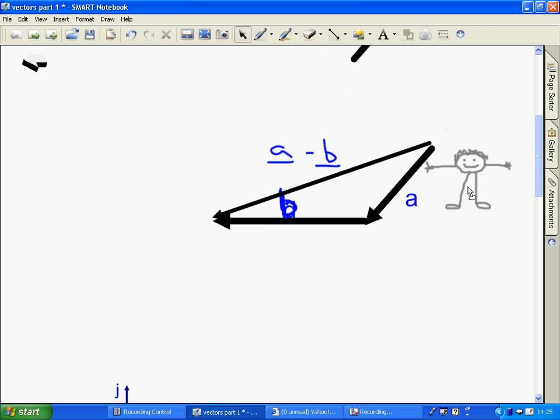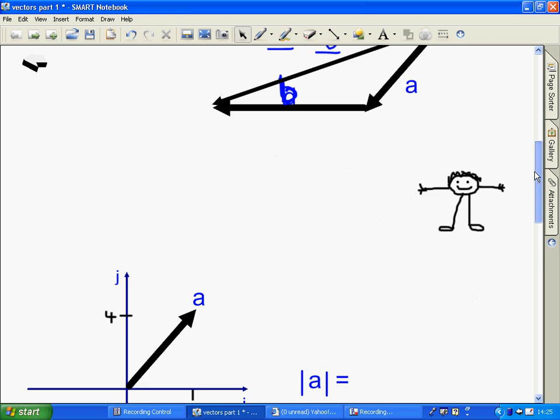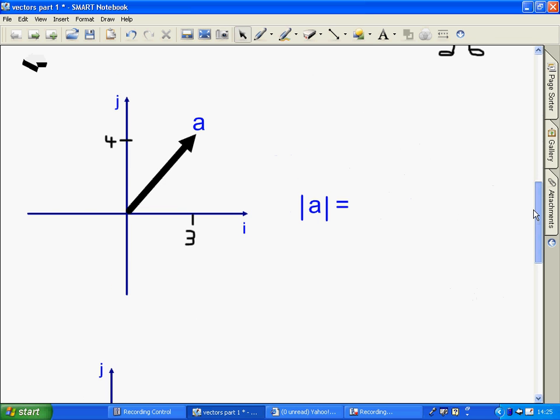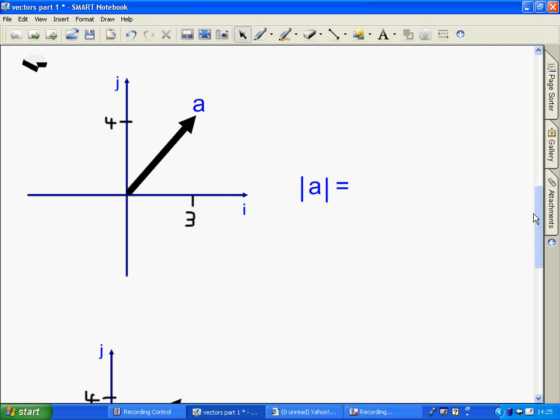Okay, so let's have a look at other uses of vectors. Now we can write vectors in what we call component parts. This is split into the i direction and the j direction, and we would simply here say the vector A, because it goes along to 3 on the i direction, is equal to 3i and 4 on the j direction plus 4j.